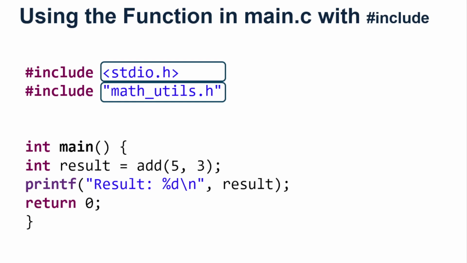How it works: #include "file.h" first looks in the current project directory, like the src folder, then searches the system path if not found. But #include <file.h> only searches the system include path, for example the compiler's built-in directories. If you use angle brackets for your own header files, the compiler might not find them, especially if they are in your project folder and not installed as system headers.